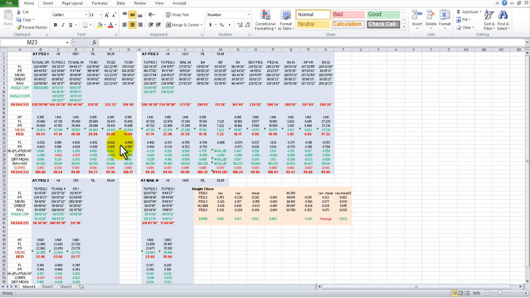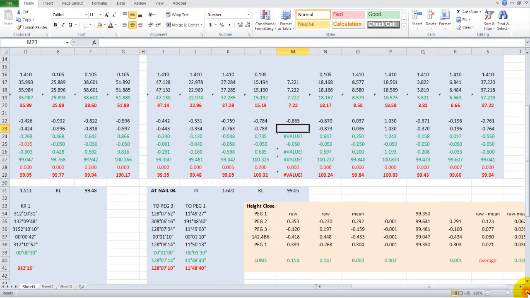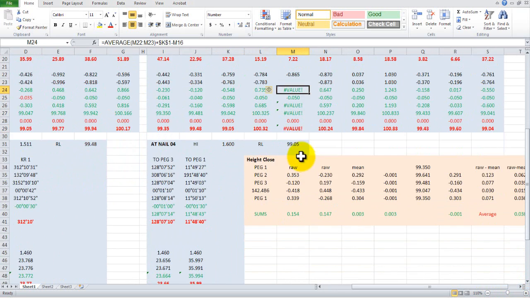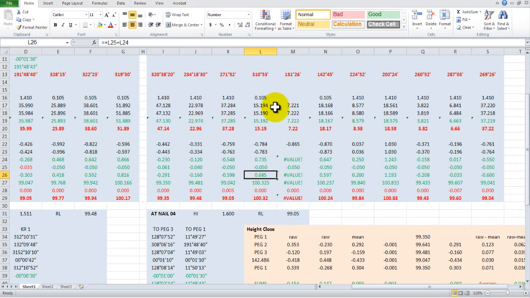So this is our Microsoft Excel spreadsheet here. Just to get you into the picture, these are observations from Peg 1, from Peg 2, Peg 3 and Peg 4. So let's zero in a little bit here by increasing the size of this. Oh, what's gone wrong there? Damn.